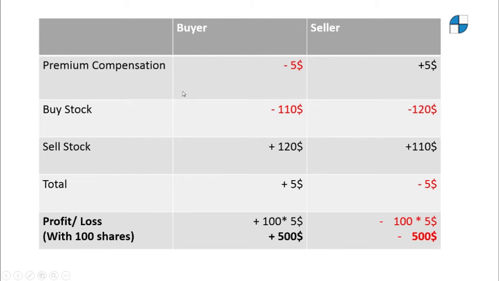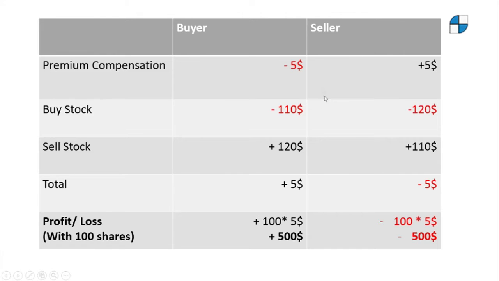For the buyer, he paid the option premium at the beginning of $5 per share, and he buys the stock at a price of 110, and then he can immediately sell the stock at the market price, which is 120. The total profit from his trade is $5 per share. And suppose he traded 100 shares, the total profit for him is $500.